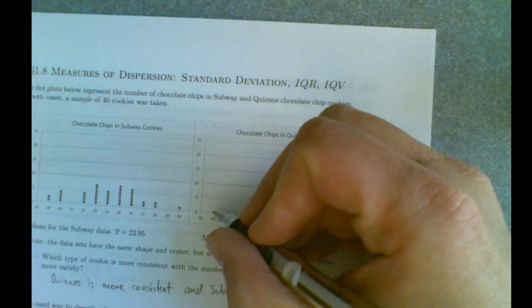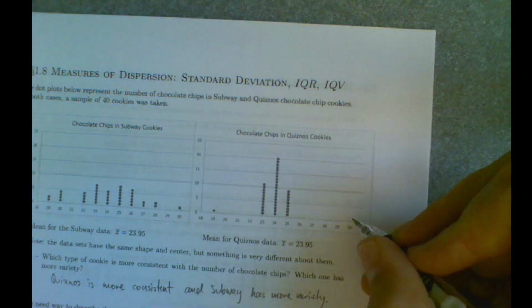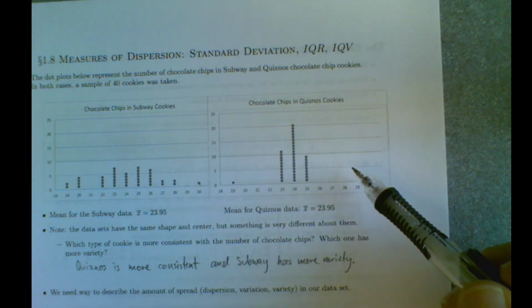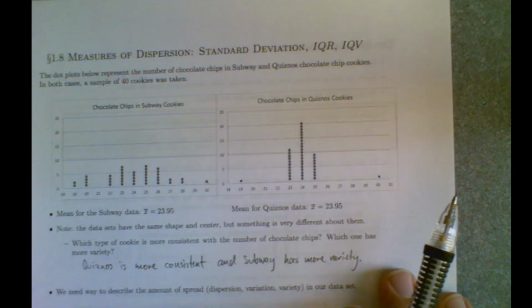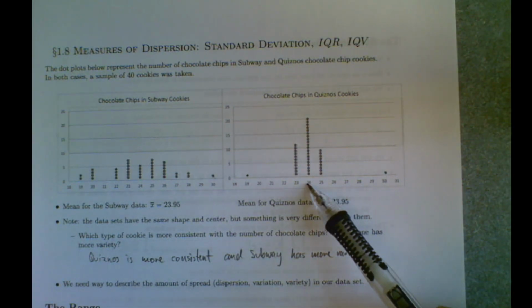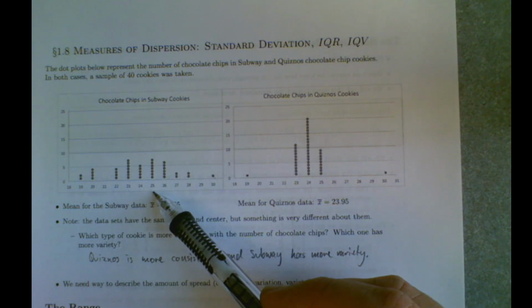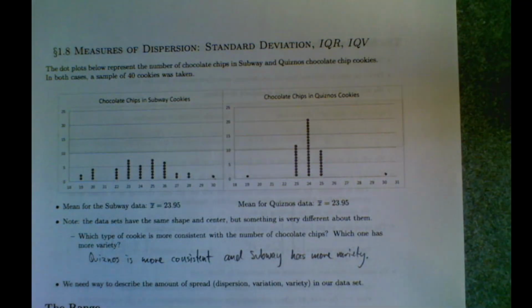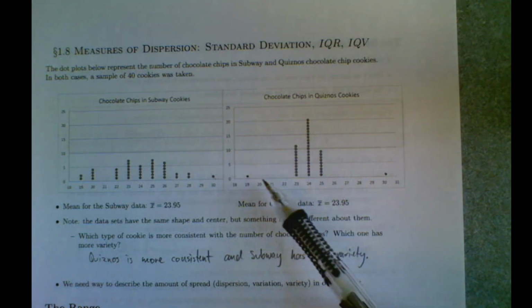But not so fast, because let's suppose that the Quiznos data happened to have 2 more values in it, and that one of those values was 19 and the other one was 30. So that our Quiznos data now looks like this. Now, I would argue that this data set is still roughly bell-shaped, and the mean hasn't changed very much, and yet I would still argue that this data set is more consistent than that. The Quiznos data is still more consistent than the Subway data, despite the fact that we have a couple of outliers.